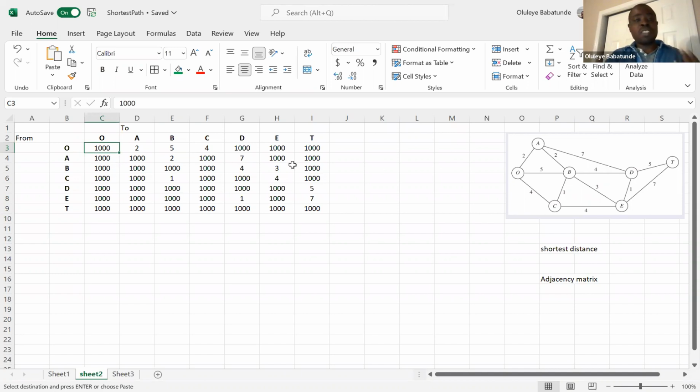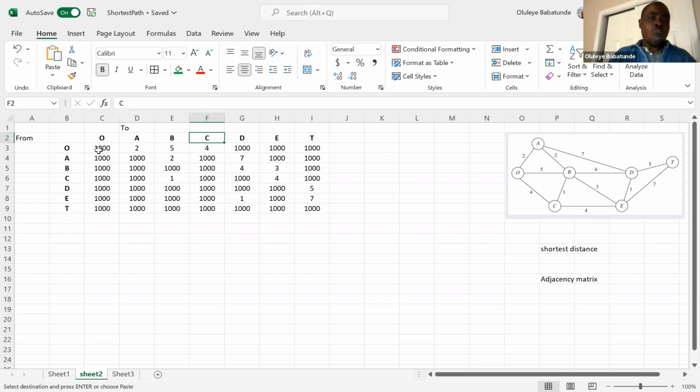For instance, there is no movement from O to O, so that is 1,000. You don't have movement from A to A, that is 1,000. Also, there is nothing like moving from A to C. See, you cannot move from A to C here. So all those impossible connections, fill them up with what? Any big number. I decided to use 1,000.